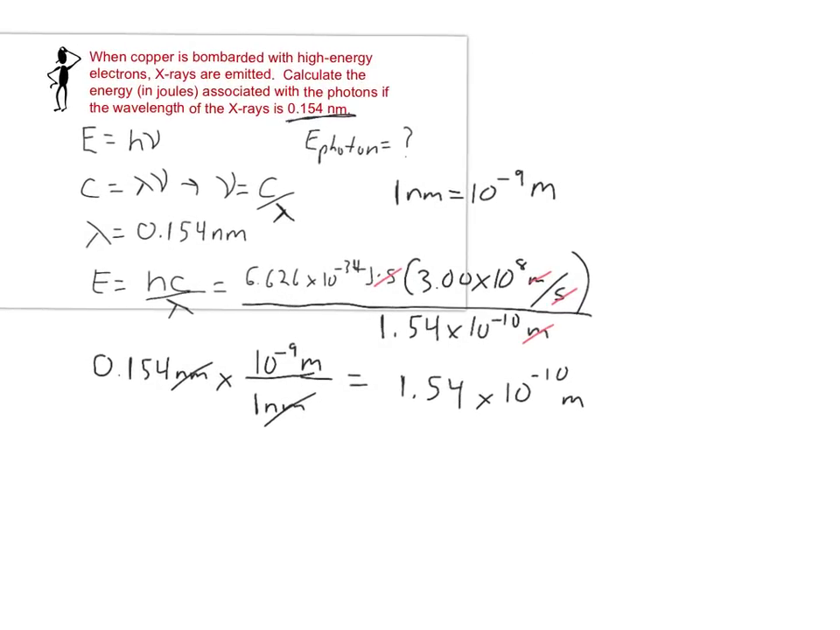If I do that math correctly, I get 1.29 times 10 to the minus 15 joules. That's the energy of a single X-ray photon that has a wavelength of 0.154 nanometers.